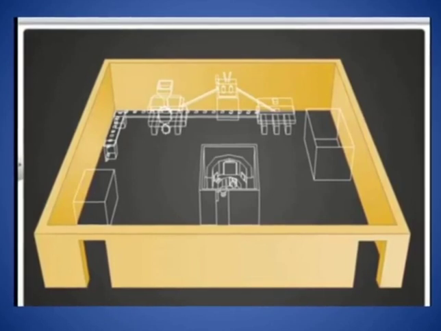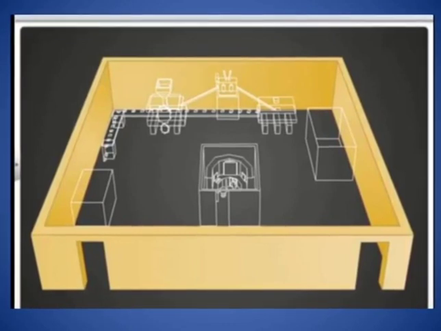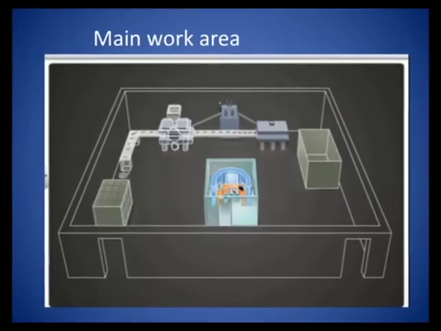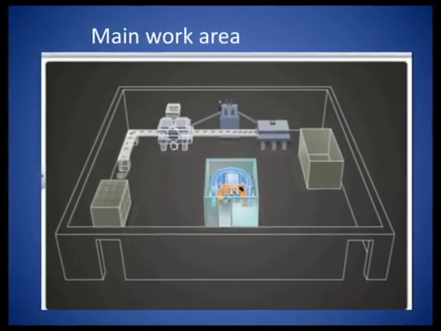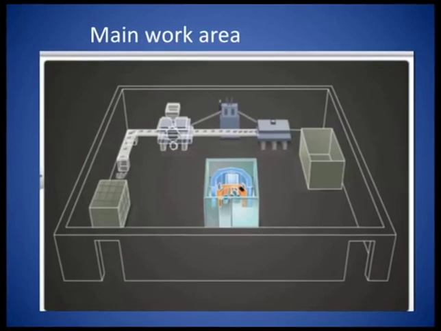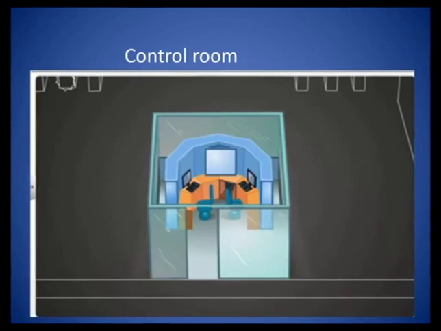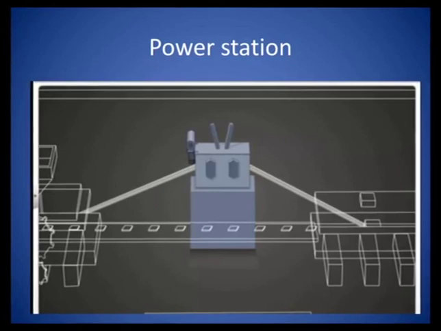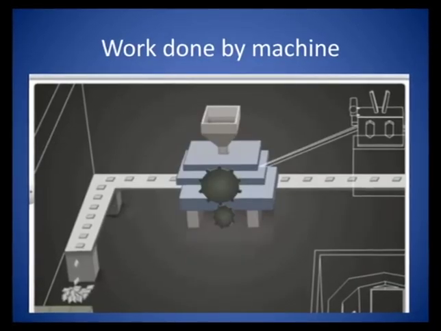Cell structure. Let's take a visit to a factory. In this video, we will explore the factory and find out how it works. This is the protective boundary wall of the factory. As you move, you find the main work area. This is the control room. Everything is managed from here. Do not forget the power station. It keeps the factory running. This is where all the work is done by machines.